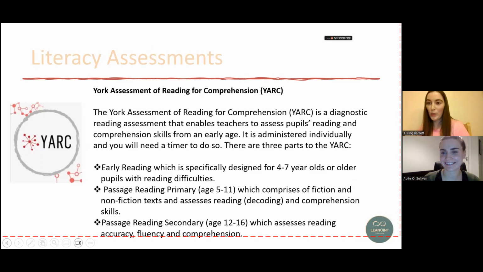I'm just going to move on now. We're moving beyond infant assessment to just talk about general literacy assessments. So the first one we're going to chat through is the ARC.